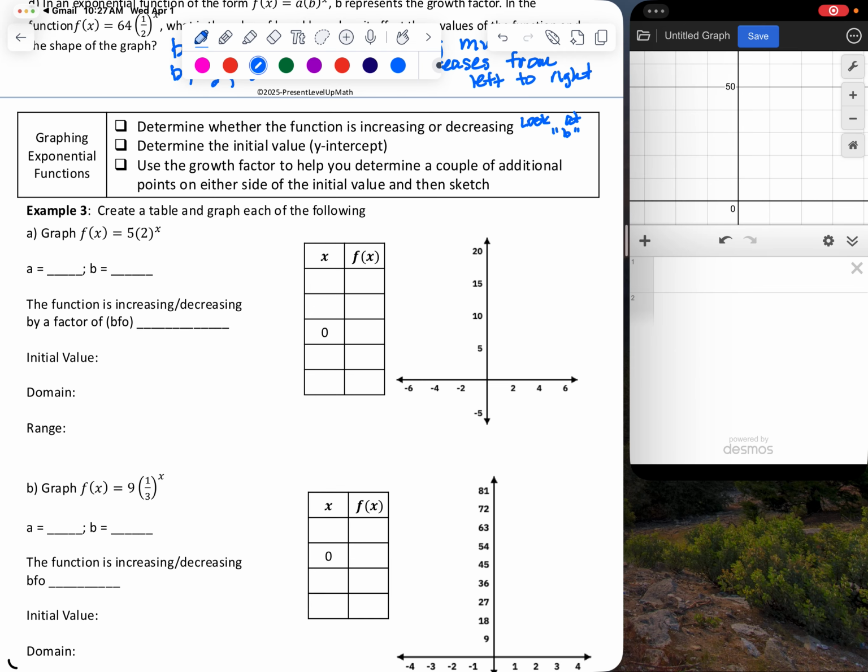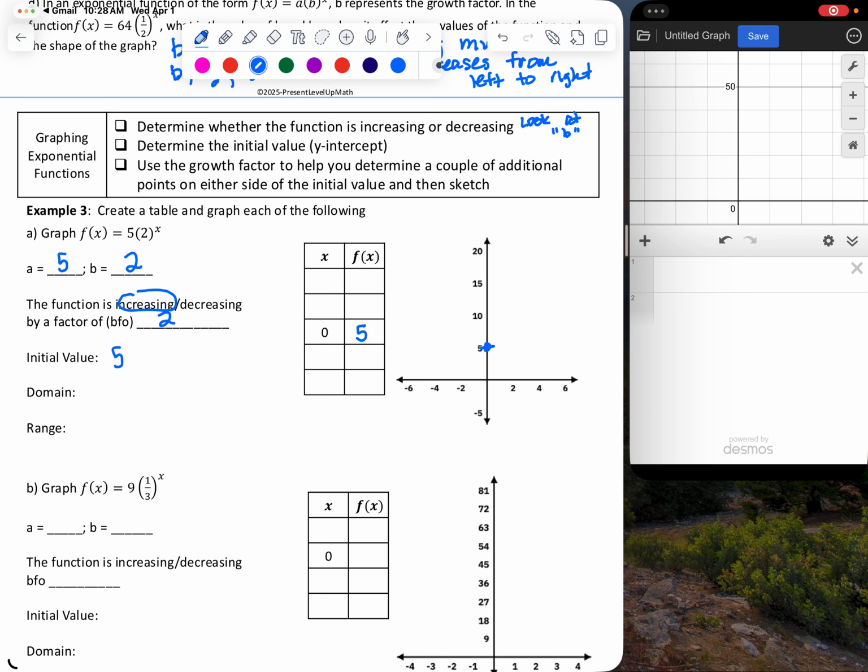So in problem A, we have f of x equals 5 times 2 to the x power. So we know our a is 5 and our base is 2. Now we want to determine, is the function increasing or decreasing? So we look at the b. The b is greater than 1, so it's increasing by a factor of 2. Now the initial value of this function is 5. So that helps us fill in our table. I know my y-intercept must be 5. So I'm going to go ahead and plot that on the graph. I have a y-intercept of positive 5.